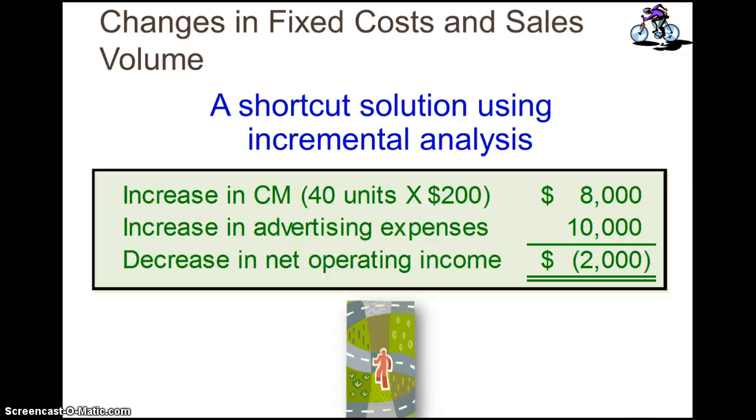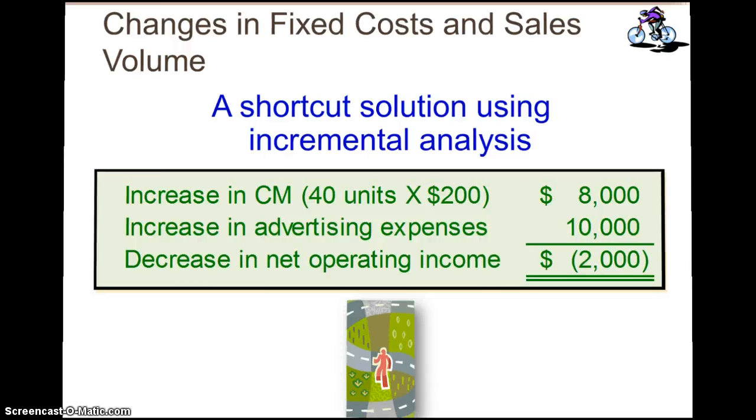A solution to solving this problem incrementally would be to take the increase in contribution margin, 40 units at $200, which would be an additional $8,000 of contribution margin, less the increase in fixed cost, represented by advertising cost, of $10,000, would leave a decrease in net operating income of $2,000. So our profit would decrease by $2,000.